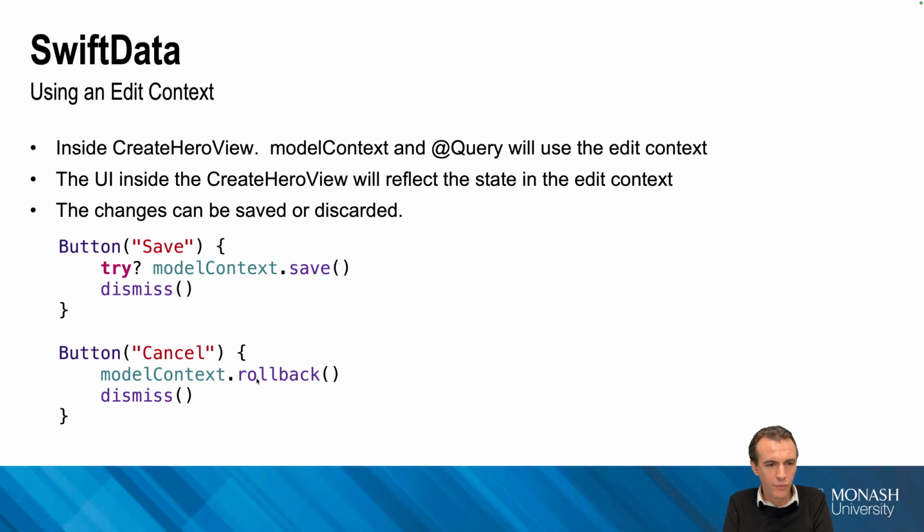Or if you want to discard those changes, you can just call rollback if you're going to keep using the context, or if the context only existed for this view, you can also just discard it. And if you don't call save and the view is freed, then the changes in the model context, in the edit context, just go away. We're saying model context here because the model context within our create hero view is the edit context.